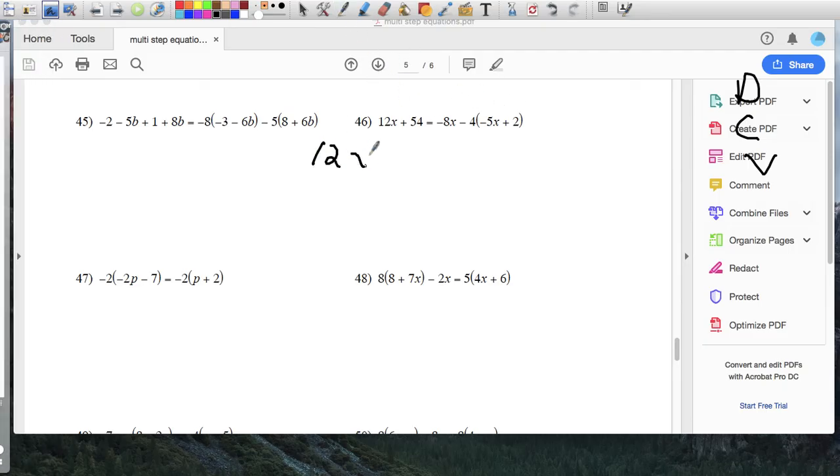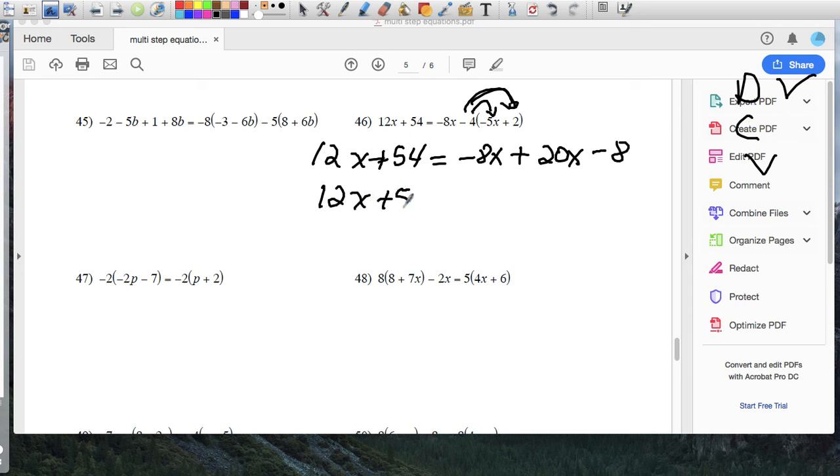So you get 12x plus 54 equals negative 8x, which is going to wait. Now apply the distributive property. Negative 4 and negative 5 is positive 20x. Negative 4 and positive 2 is negative 8. So distributive property, check. Combine like terms, yes I can. Not on this side, that stays. But on the right side, I can combine these two. Negative 8 plus 20, there's more positive, so that's going to be 12x. And then minus 8.